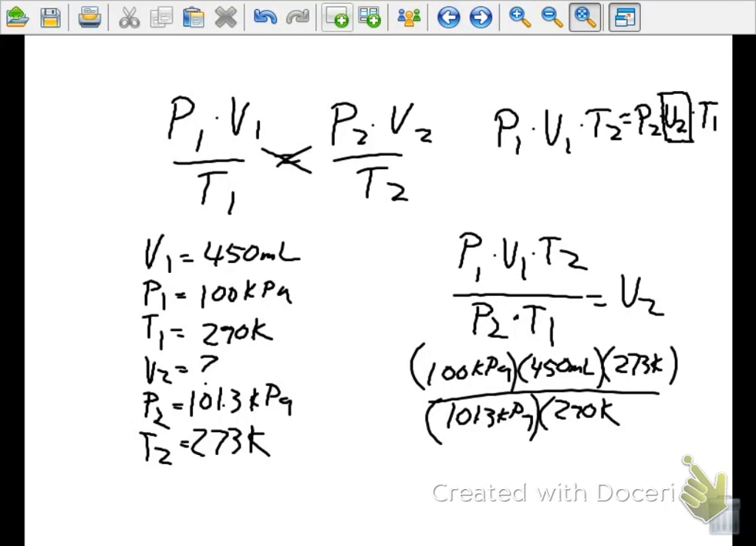Yes, Tabby? We don't have to change the kPa? You do not. You can leave it, because Kelvin cancels, kPa cancels, and my only unit left over is milliliters. And that's what I want to find, volume in milliliters. So the answer for that one is 418.